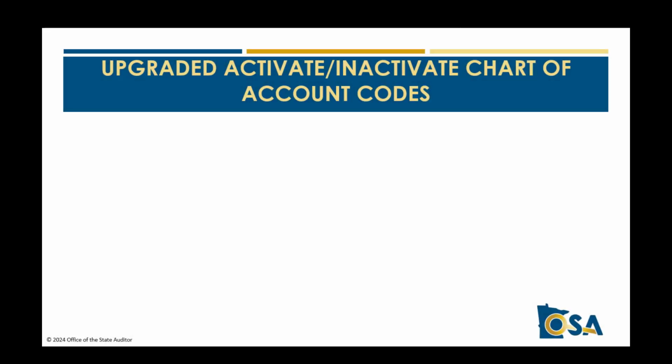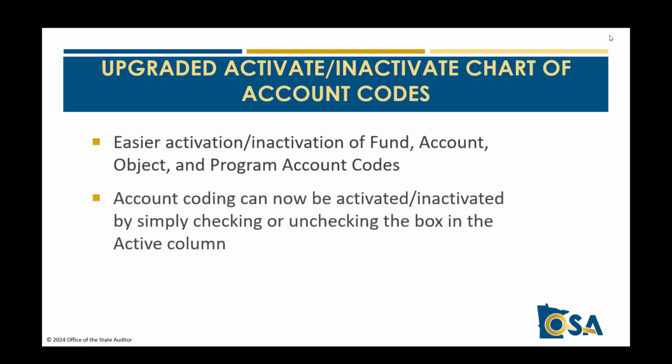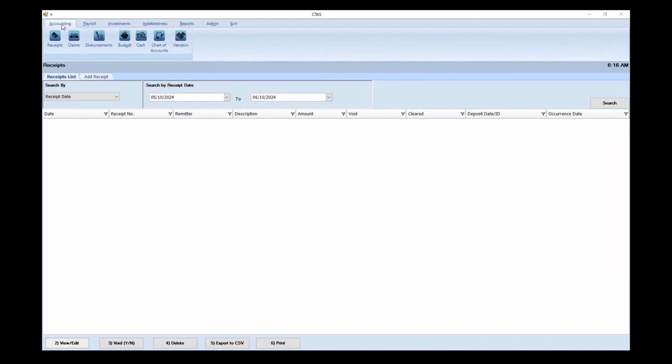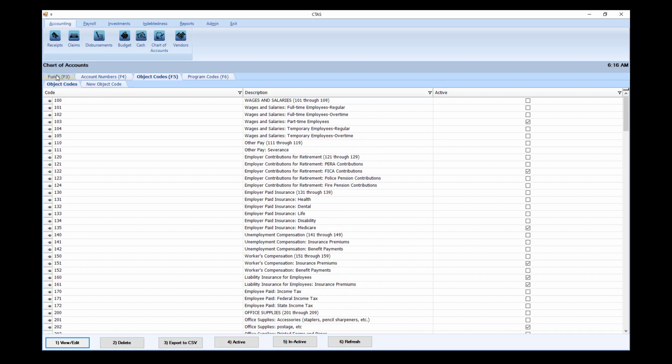Upgraded Activate Inactivate chart of account codes. Easier activation and inactivation of fund, account, object code, and program account codes. Accounting codes can now be activated or inactivated by simply checking or unchecking the box in the active column. Let's go to CTAS to see how this works. In CTAS, select the Accounting tab on top and then the Chart of Accounts icon. In the Chart of Accounts, it defaults to the Fund Number tab.